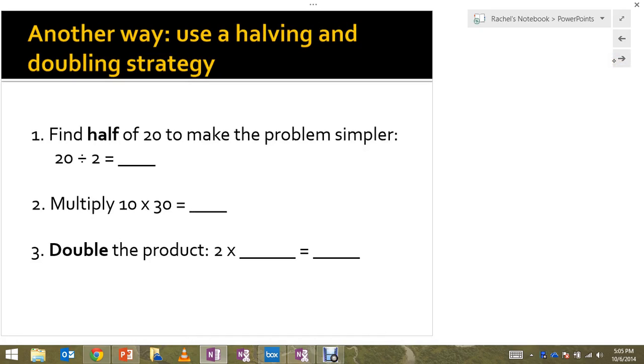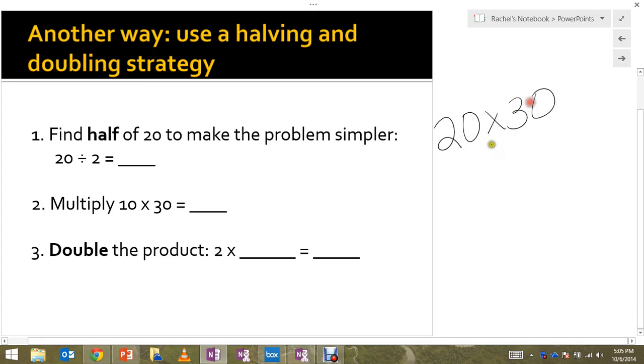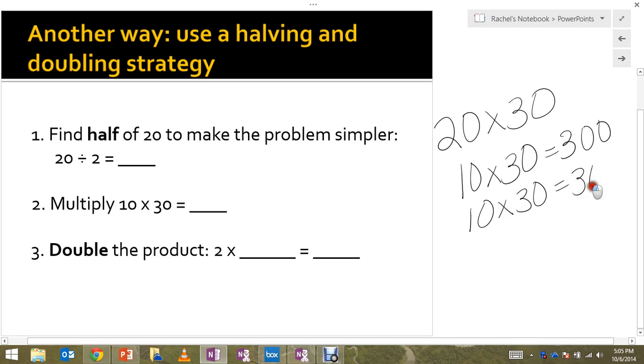Finding half of 20 will enable us to solve this problem 20 times 30, but thinking of 20 as half, 10 times 30, students can see that 10 times 3 is 30, 10 times 30 is 300, just like thinking 10 times 10 is 100. Then taking that and doubling it, because it's not just 10 times 30, it's 20 times 30. So by doubling that, we find that 20 times 30 is 600.